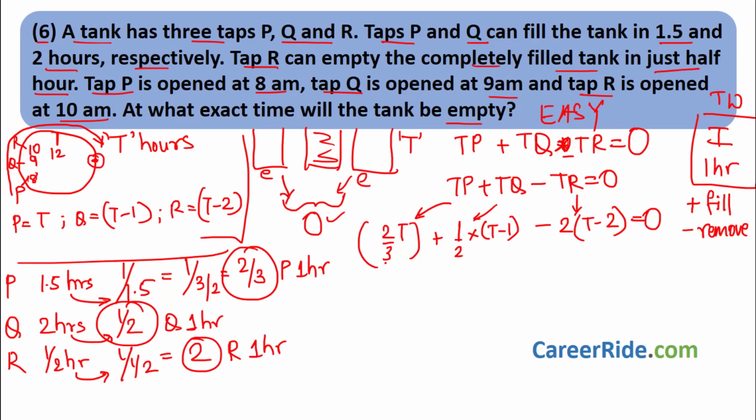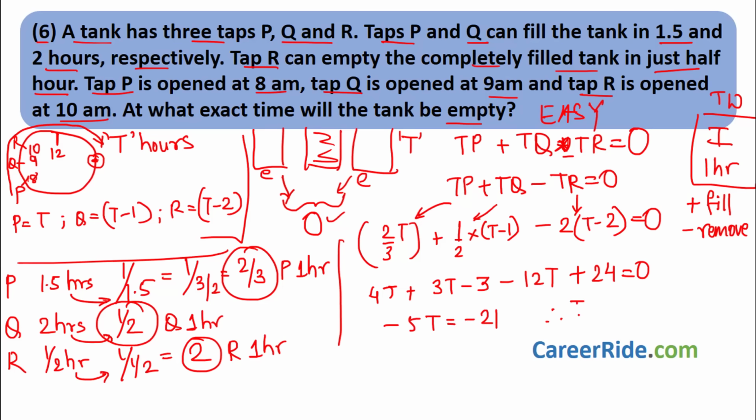So what do we get? 3 and 2, let's take the LCM, it is 6. So we will have over here 4T, okay, let's solve. 4T plus 3T minus 3 minus 6 2s are 12. So we will have 12T plus 6 2s are 12, 12 2s are 24, plus 24 equal to 0. That would be nothing but 4T plus 3T, 7T, minus 5T equal to minus 21. Therefore, T would be equal to 21 by 5, that is 4.2 hours.